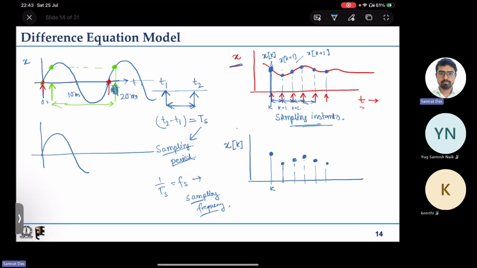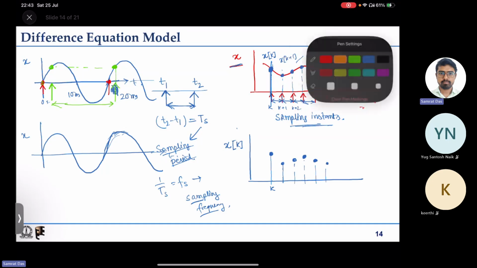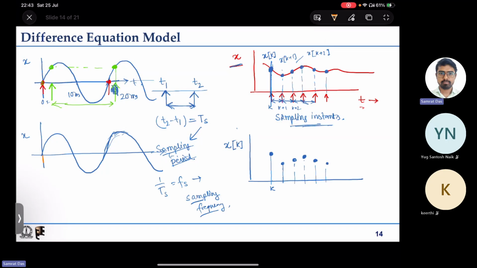Let us say we sample it at twice the frequency. This is x, this is t. Now say first we sample it here, say we sample it here, then 100 hertz, so we sample it here, again here, again here. So here you can see in 2 cycles we were sampling only twice, here in 2 cycles we are sampling 4 times, but still you can see that it is actually 0 if we sample it like this.